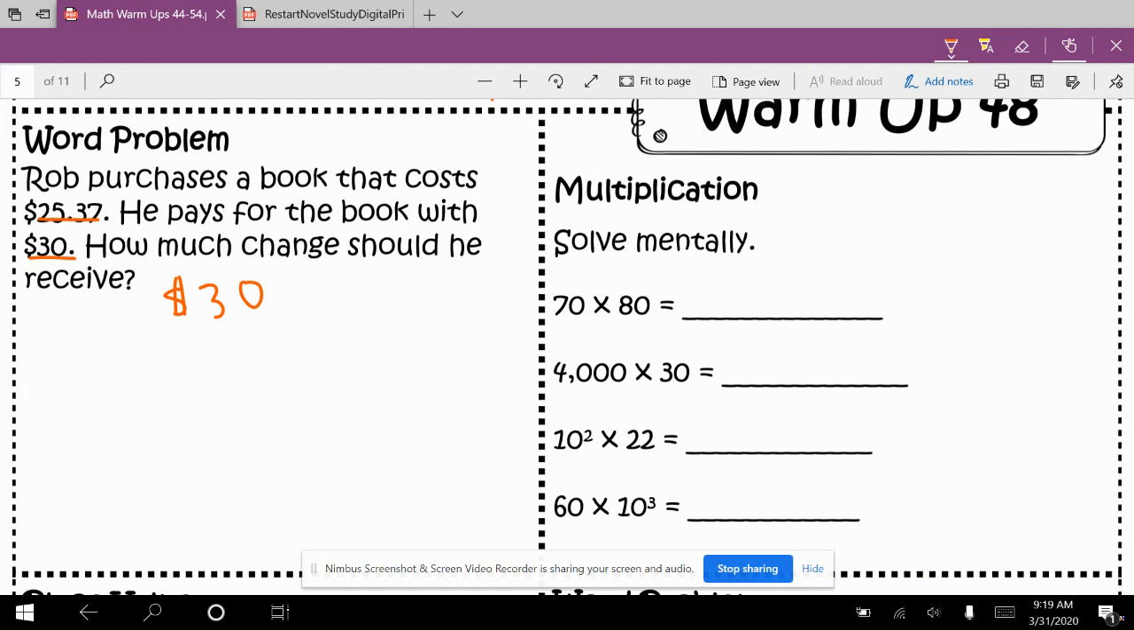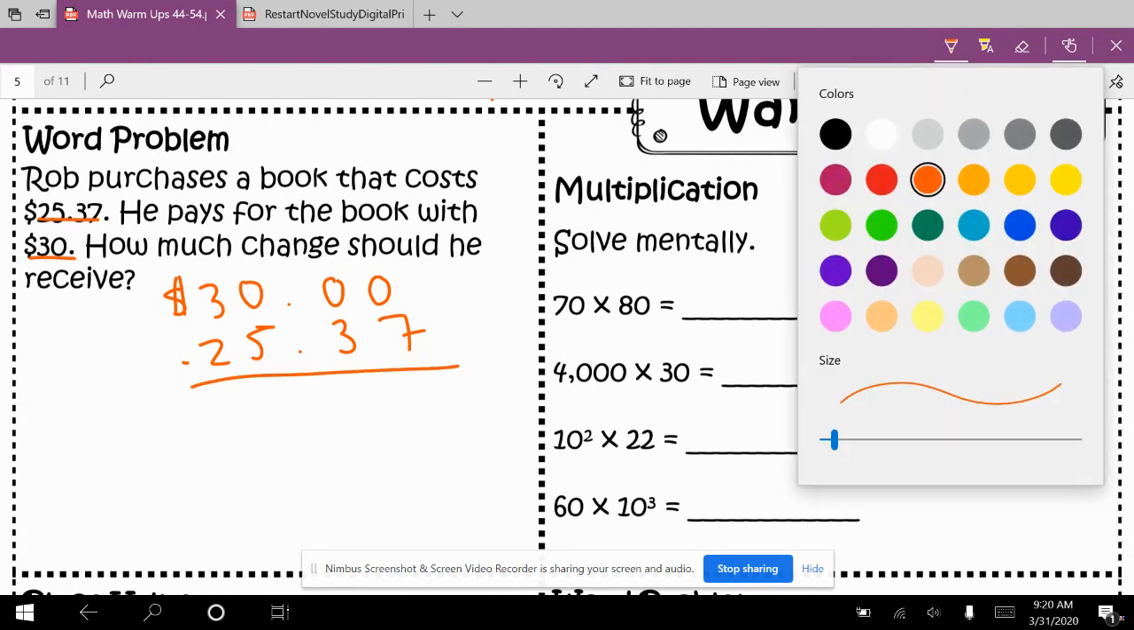This is the case for a lot of our decimal stuff, but especially in money, you're always going to want to add 2 zeros after that if it doesn't already tell you the cents, like our next one, it tells us that it's $25.37. But if it doesn't tell you, add those zeros. And now we have a subtraction problem.